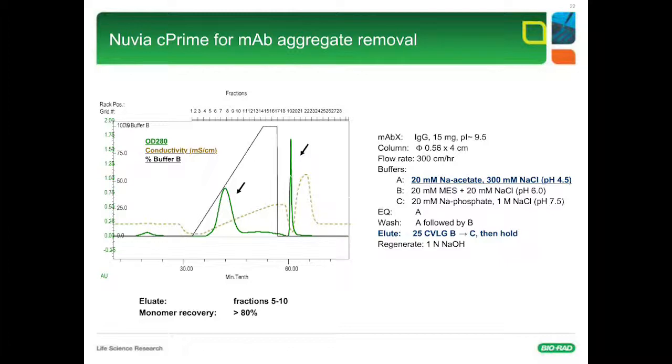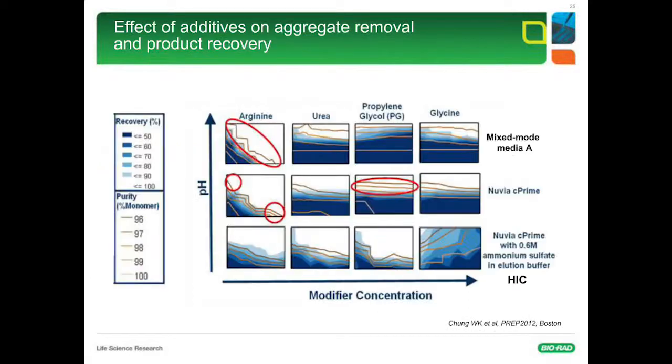So the goal for this separation, again, is removing aggregate from a monoclonal antibody preparation. We want to remove the aggregates, and at the same time, we want to maintain a high recovery of the target molecule. On the figure, if the white area is bigger, we say the recovery is better. For aggregate removal, the starting material contains 96% monomer. The rest are aggregates. Our goal is to achieve close to 100% purity of monomer.